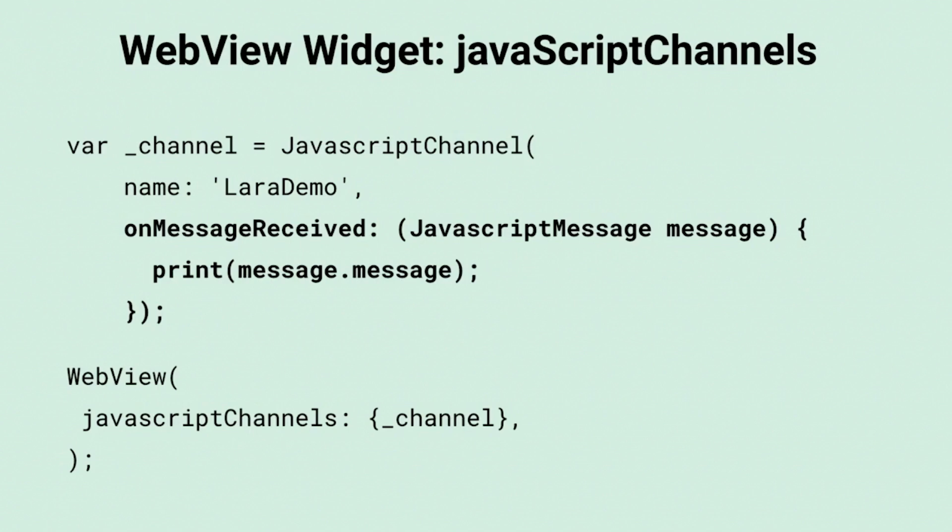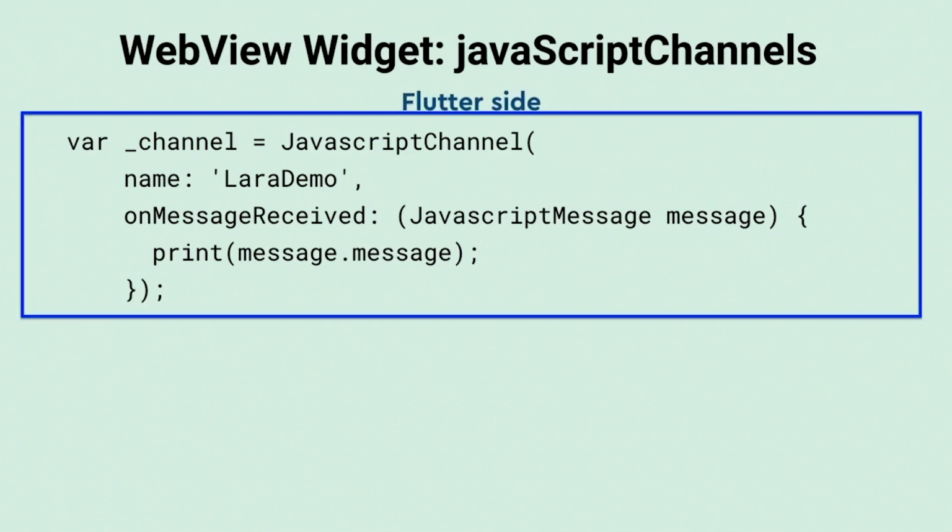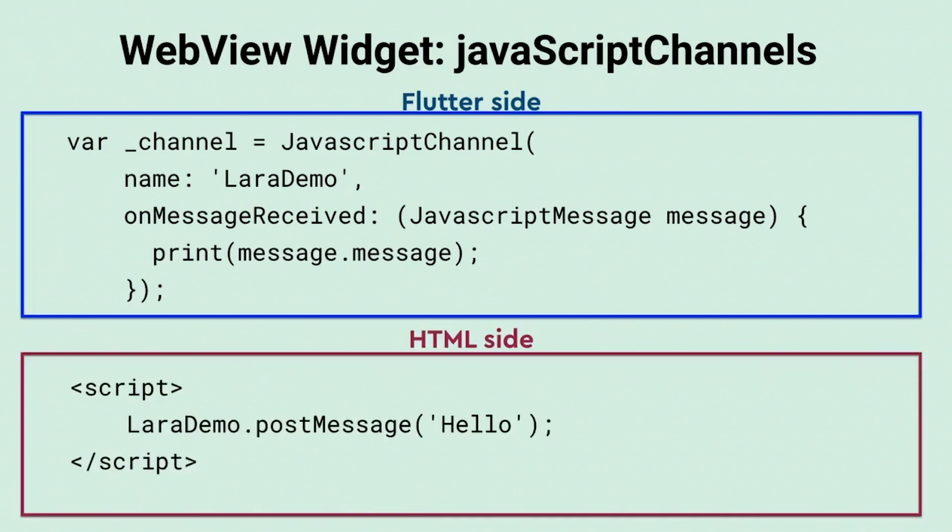Here what I'm doing, just printing because I want to see how it works. Okay, how can you use this in the real world or on the JavaScript side? So this is the Flutter side. I declare my JavaScript channel. And then on the HTML side, on my website, I can just write my script, use my Lara demo JavaScript channel, and say, send this message, post message, hello.